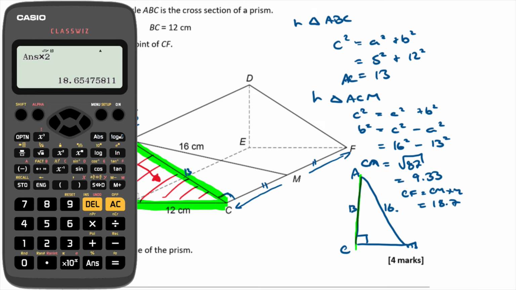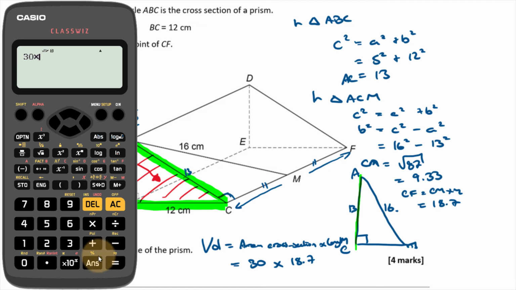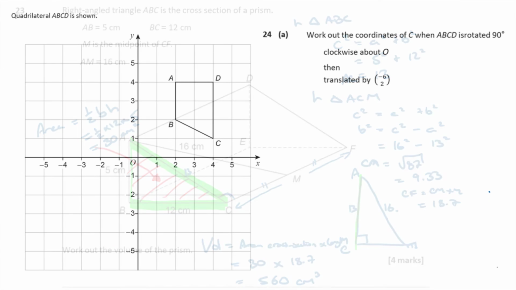And then the volume of the prism is going to be the area of cross section times its length, which is equal to 30 centimeters squared we found earlier, times our length of 18.7. So I'm going to use the calculator value I worked out earlier and times it by 30, and that should give me the volume then. So that is 559.64. I'm just going to round that off to 560 cubic centimeters.